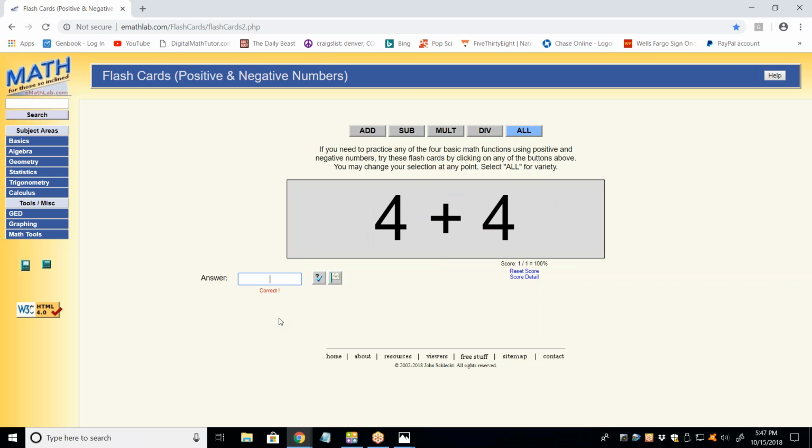Okay, keep going. Isn't that negative 8? Because you do positive. That, you're adding two positive numbers. Oh, 8. Now you're adding a negative number to a positive number. Negative 8.